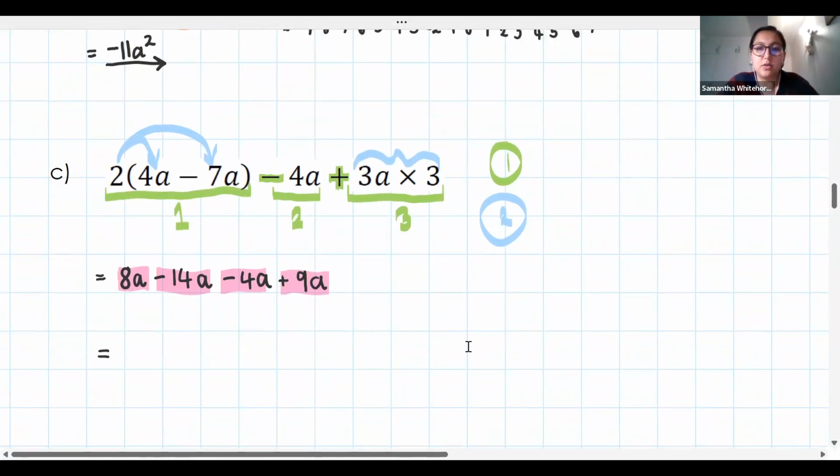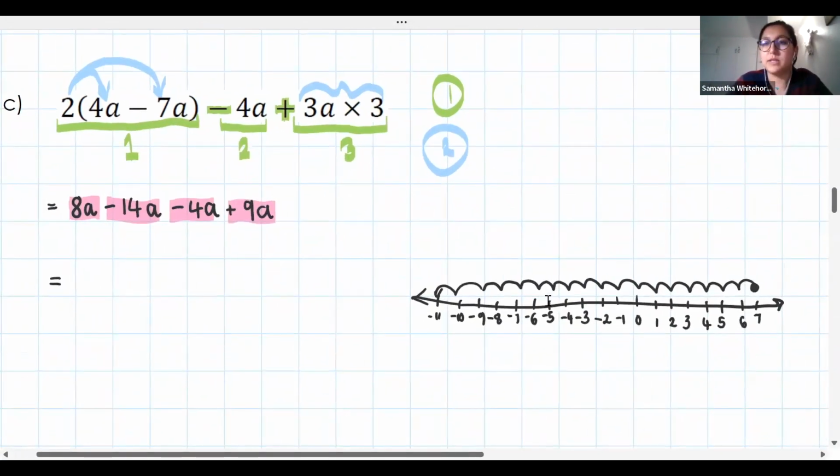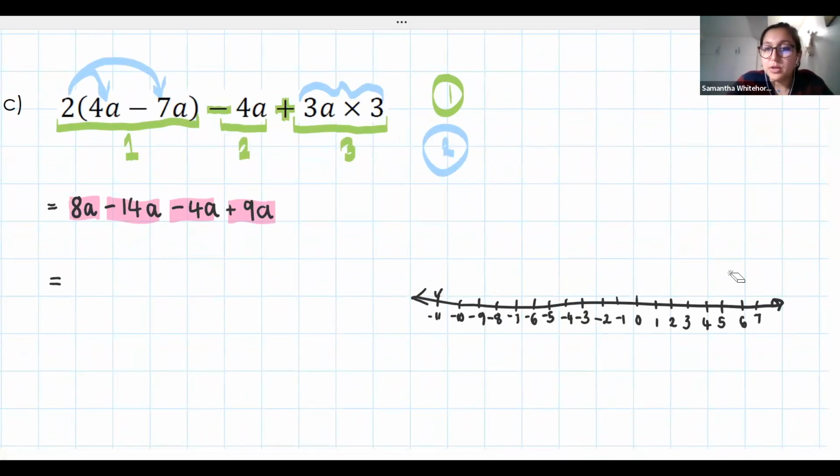Right, if we go and have a look at our number line. And the reason, again, we use a number line is that if we're not allowed to use a calculator, number lines are very useful. If you can use a calculator, honestly, use a calculator. So here we are at 8a, we want to subtract 14. So 1, 2, 3, 4, 5, 6, 7.